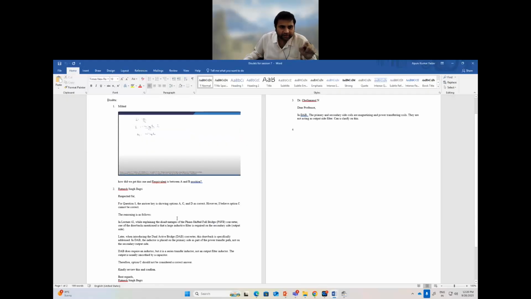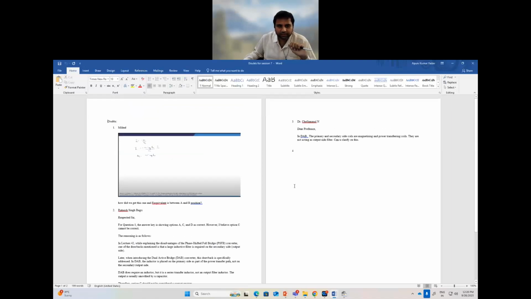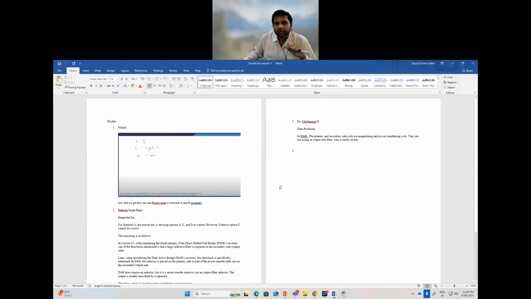Then question number 2, yes, I have corrected. The C option is not correct. We will remove that option as a correct option. Thank you, Ratnesh, for letting us know.